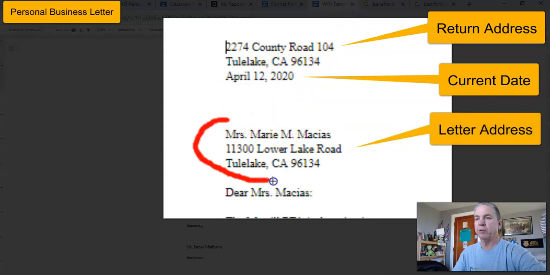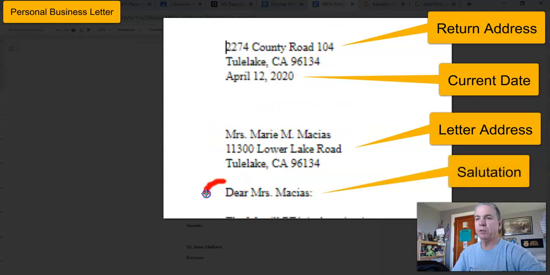This section is the letter address. That's who the letter is actually being mailed to. This is known as the salutation. It's what we might call the hello of the letter, saying hi, a formal way to say hi, Dear Mrs. Macias.